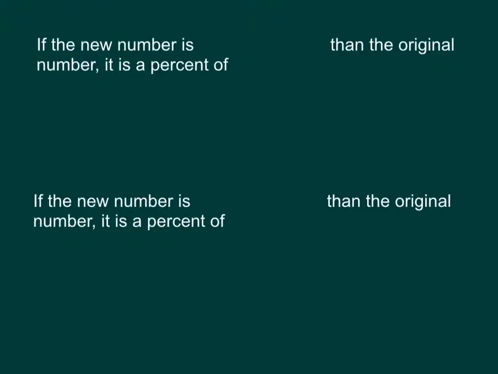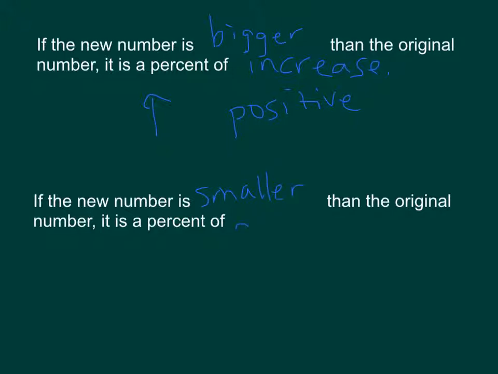If the new number is bigger than the original number, it is a percent of increase. It goes up, so it's going to be positive. If the new number is smaller than the original number, it is a percent of decrease. So it's going to be going down, and it's going to leave us with a negative number. The change will be negative, and the percent will be negative.